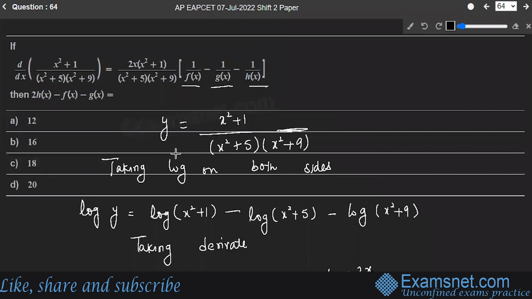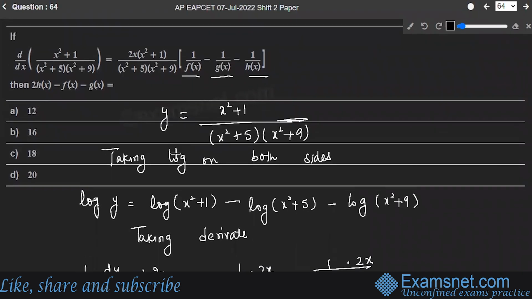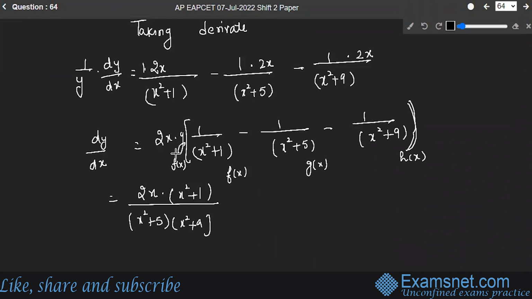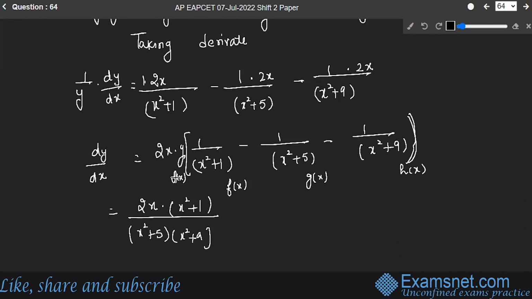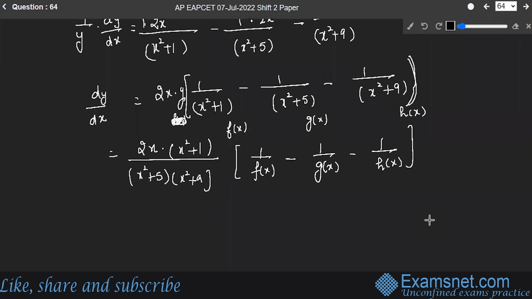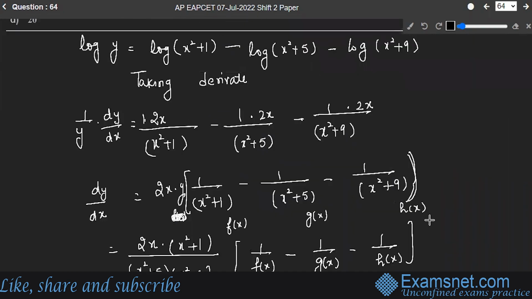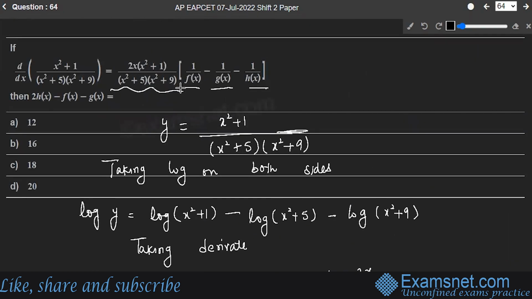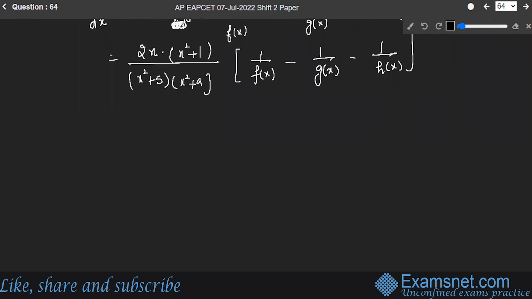No, sorry. y is not your f(x). y is this one. Yeah. So now you can write this as 1 upon f(x) minus 1 upon g(x) minus 1 upon h(x). Right? So now you got it. See, this is of the same form, and over here we are having the same thing.